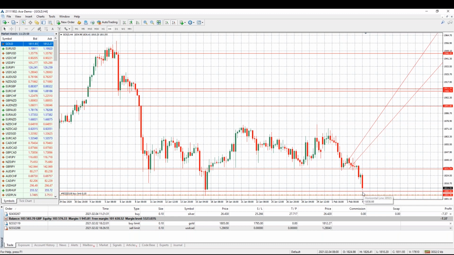So my pending order got missed by about $1. Otherwise, it would have already triggered, but maybe it pushes down still. I think it still could test the 1800 level right down here, this low point on this wick, somewhere closer to 1800.